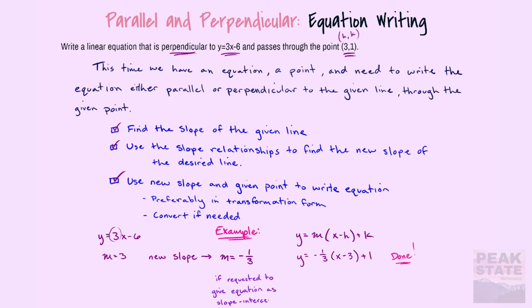Now, if we do need to convert this, let's just simplify. We can distribute the negative 1/3 through and combine our like terms. So our new slope-intercept form would be y equals negative 1/3 x plus 2. So there's a good example for you. Try a couple more and always learn in peak state.